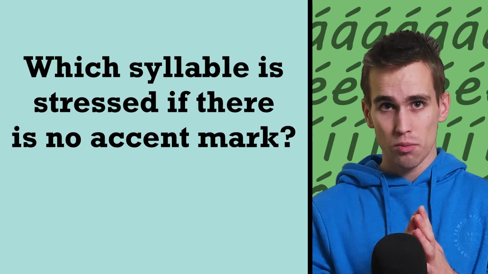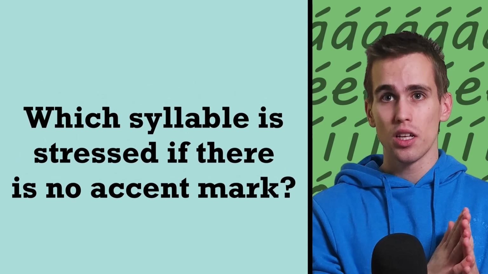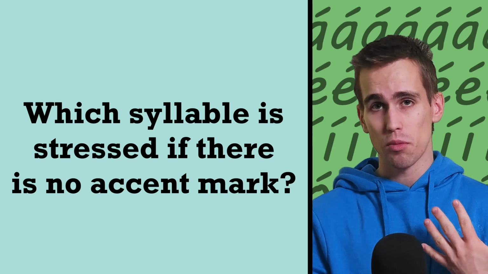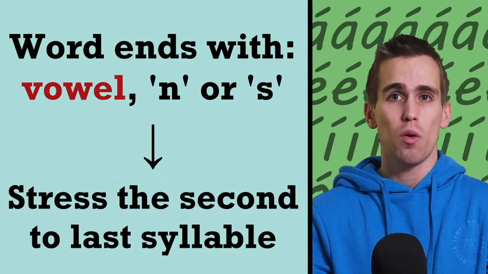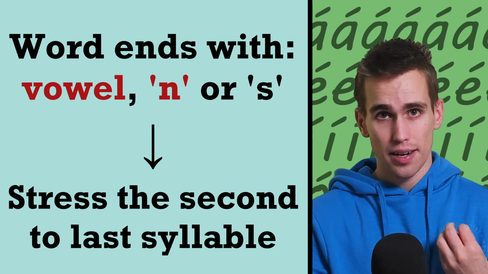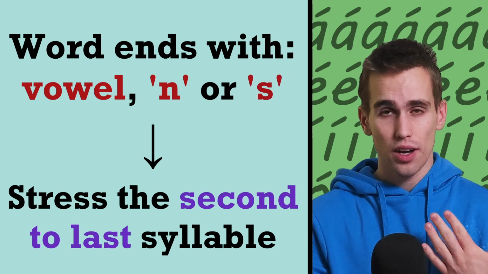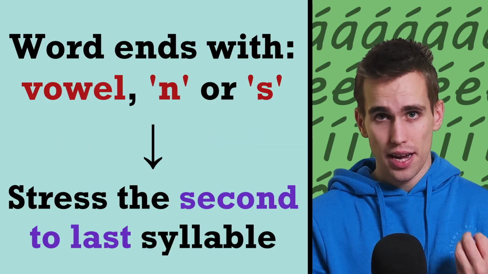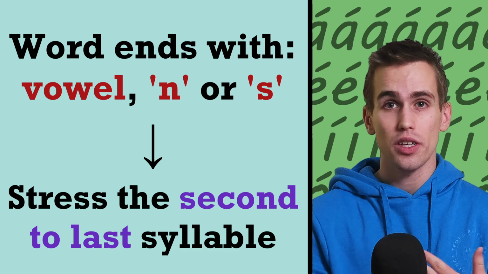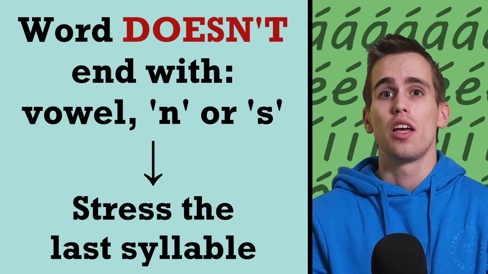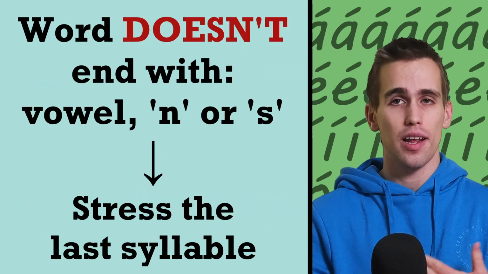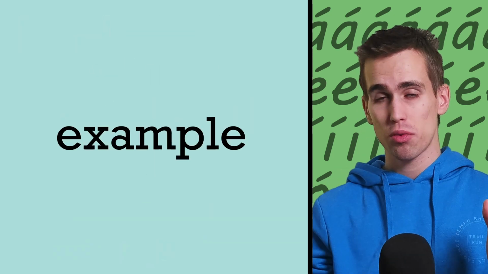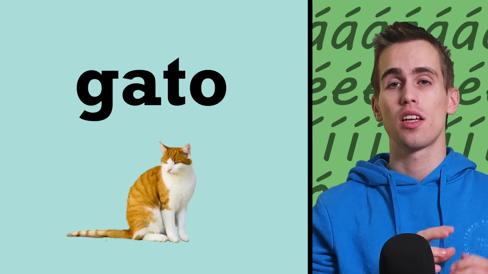But before we can use accent marks to change which syllable is stressed, we must learn how to determine which syllable is stressed if there is no accent mark. If the word ends with a vowel, the letter N or the letter S, we stress the second to last syllable. One more time. If the word ends with a vowel, the letter N or the letter S, we stress the second to last syllable. If the word doesn't end with a vowel, the letter N or the letter S, then we stress the last syllable.